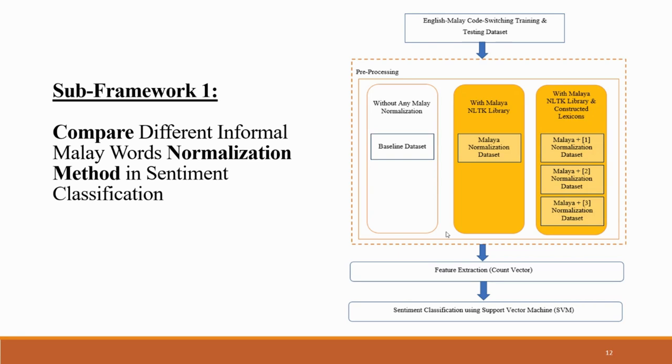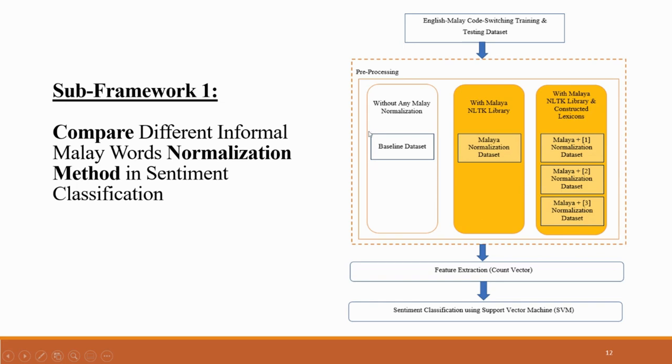And our framework can be divided into two. And this one is the first sub-framework, which is to compare different informal Malay word normalization methods in sentiment classification. So in the pre-processing stage, different normalization methods are applied and the pre-processed data are kept as different dataset files. So from here you can see we have 5 different normalization dataset files being compared.